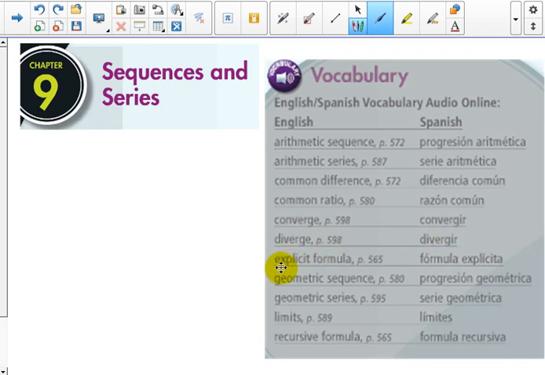Okay. Next, come on, I need to hear everybody. Explicit formula. And the Spanish is fórmula explícita. And correct me if I'm wrong, guys. Okay. Geometric sequence. And then progresión geométrica.